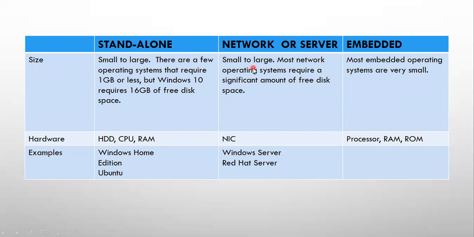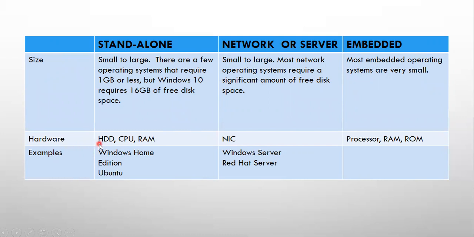Network operating systems also serve from small to large in size. Most network operating systems require a significant amount of free disk space. The size also depends on the network it is serving. The embedded operating systems are very small. They're built into the device.